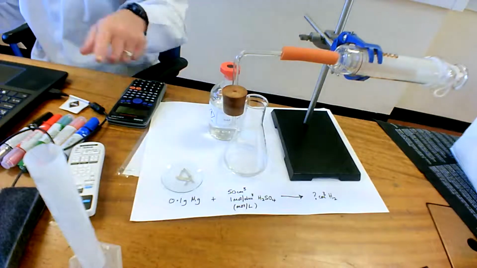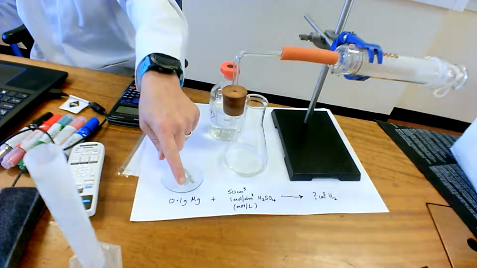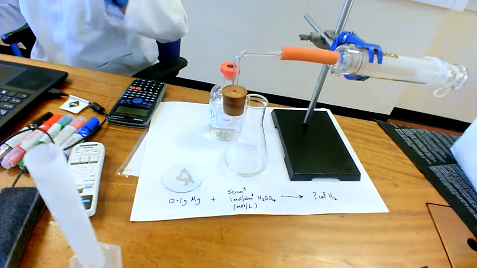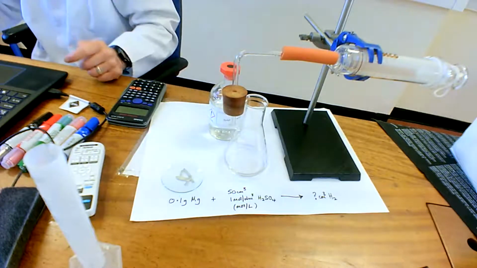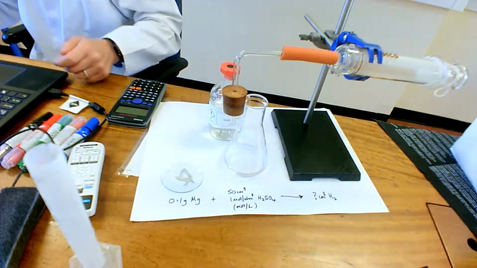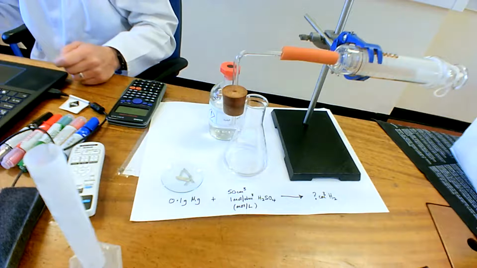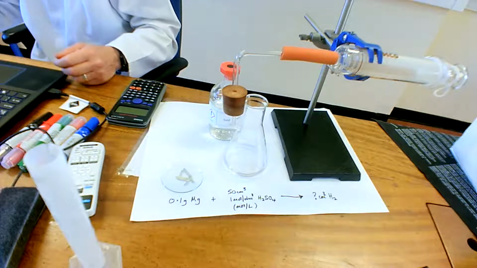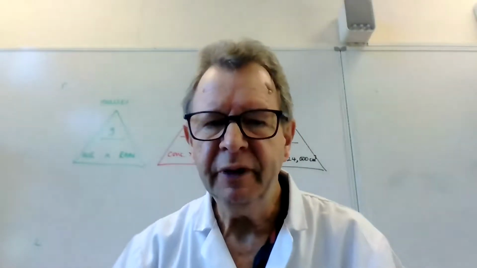Firstly, we said that we would start with 0.1 grams of magnesium. We would work out whether this or that was going to be in excess. And then we would try to work out how much of the hydrogen which is produced is actually produced. So we'll see that. Back to me for a moment.